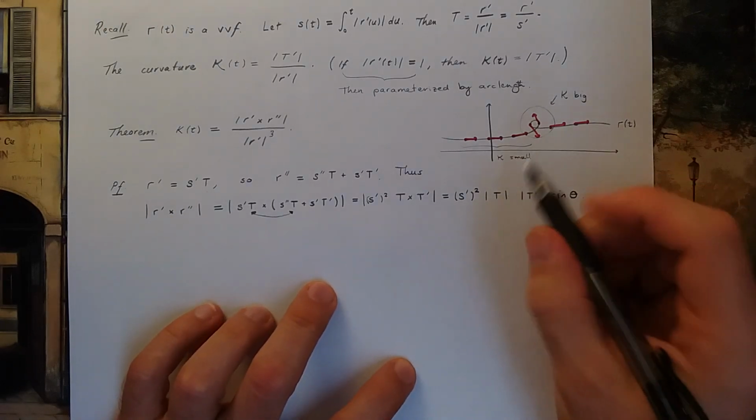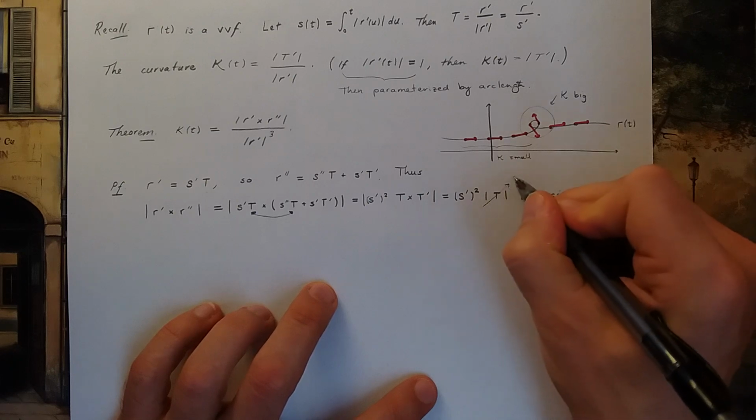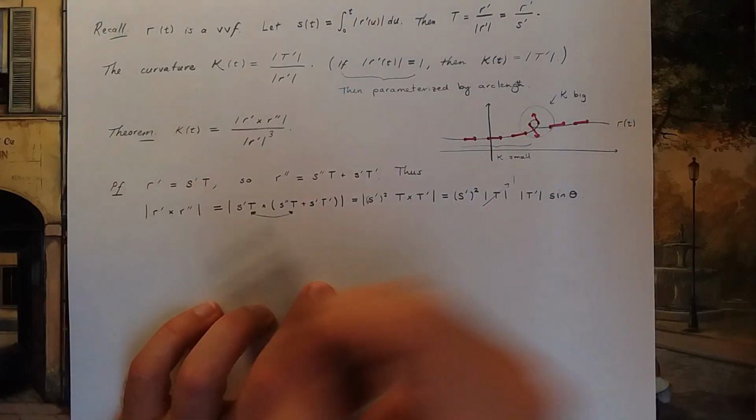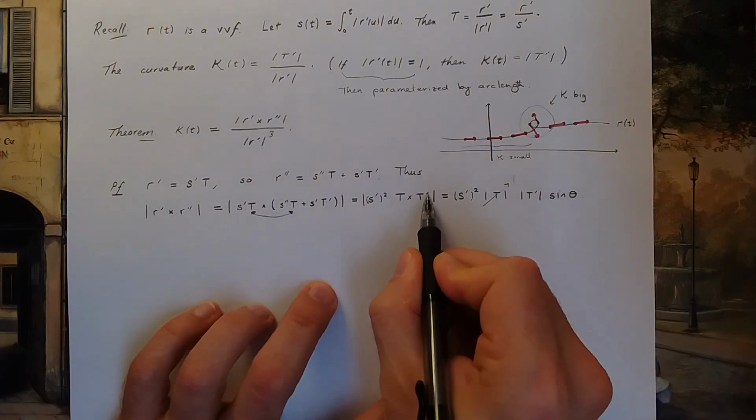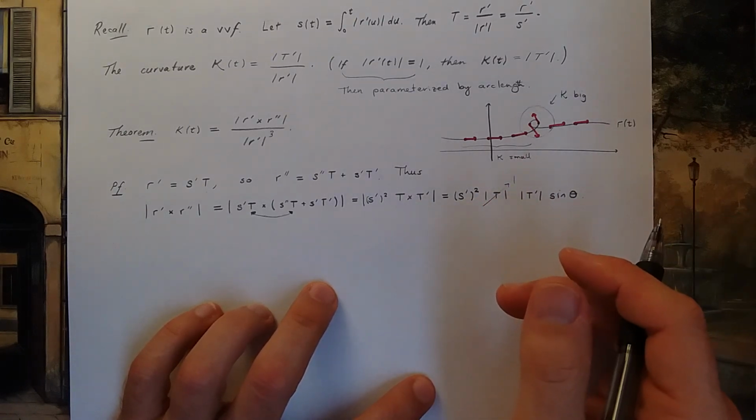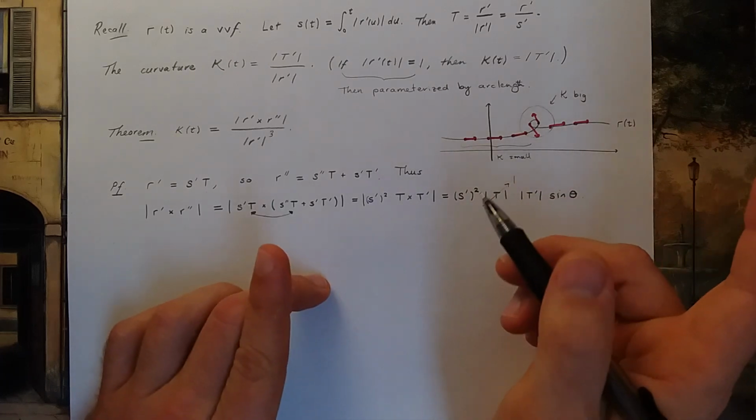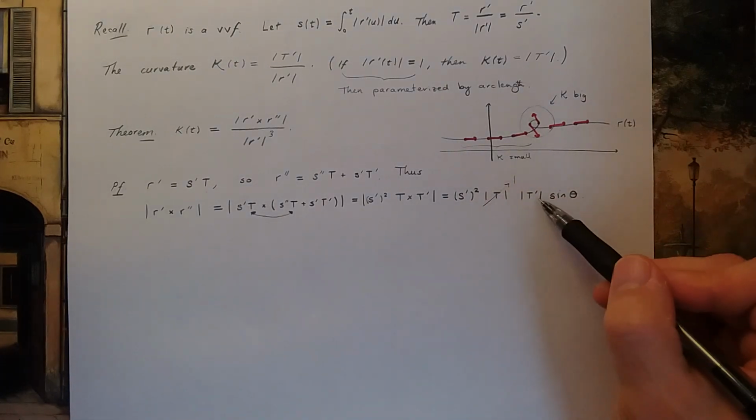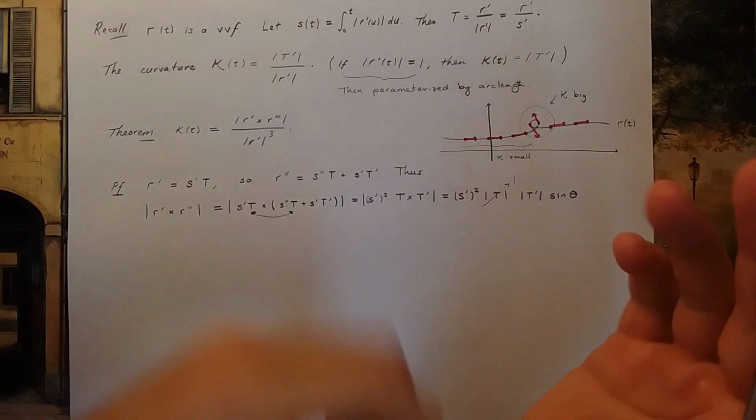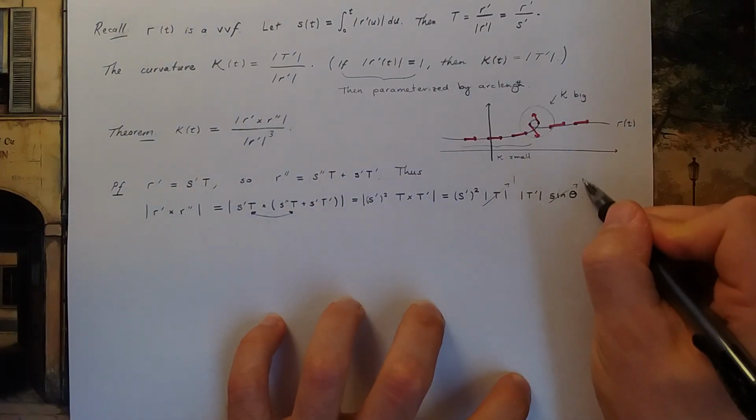The length of T is 1. It's a unit tangent vector. By design, it has length 1. So that is 1. T prime is in the direction of the unit normal vector. So the angle between T and the unit normal vector N is pi over 2, or 90 degrees. Sine of pi over 2 is 1.